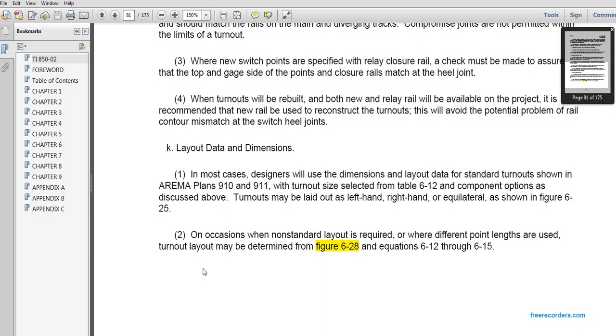Okay, the layout and dimensions. Layout data and dimensions. In most cases, designers will use the design dimension layout data for the standard turnouts shown in the REMA Plan 910 and 911, with the turnout size selected in Table 612, and components of options as discussed above.